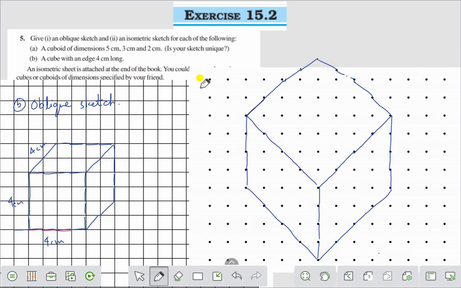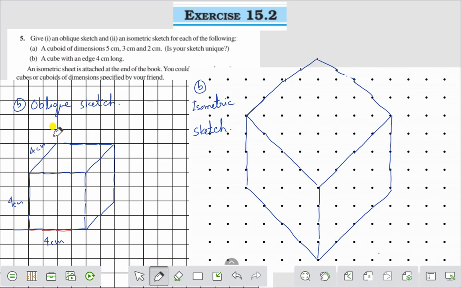This is the isometric sketch. That is, question number B, this is the isometric sketch. This is the isometric sketch, right?